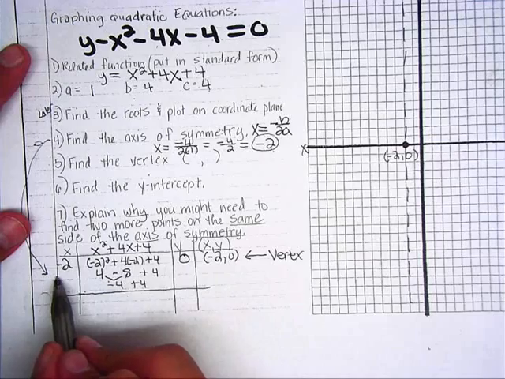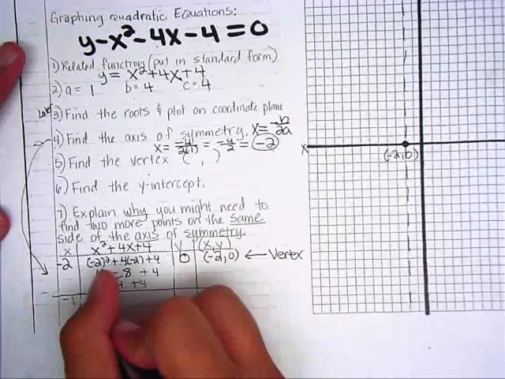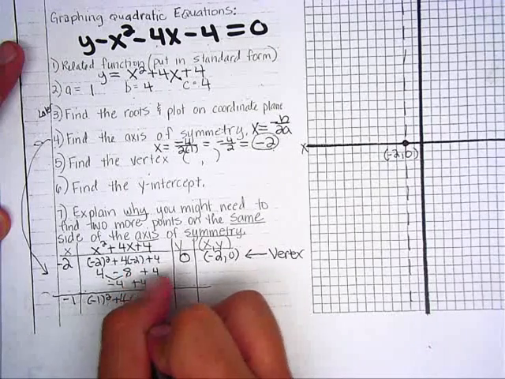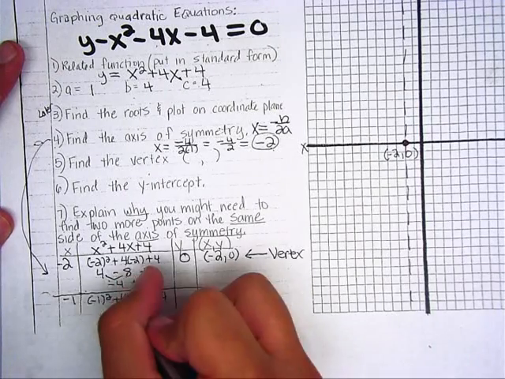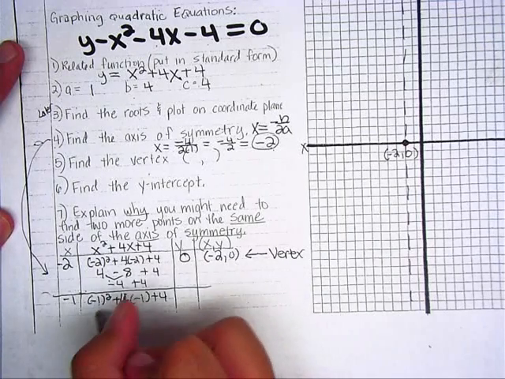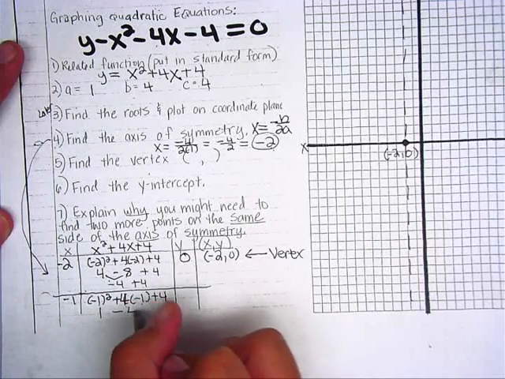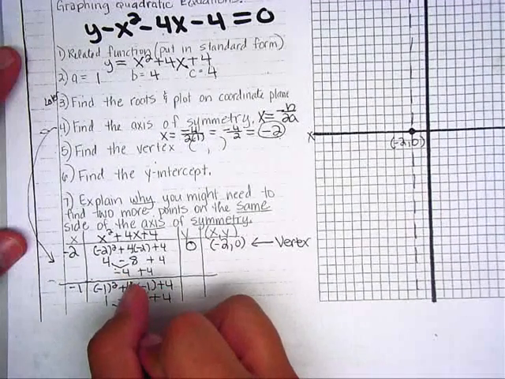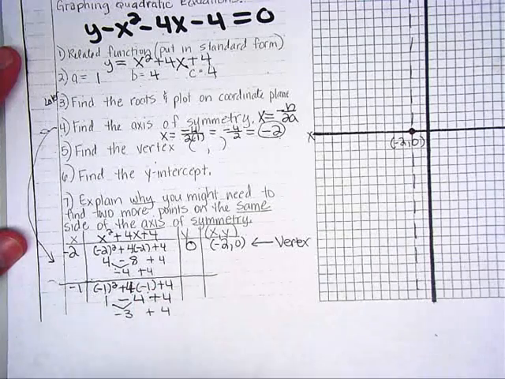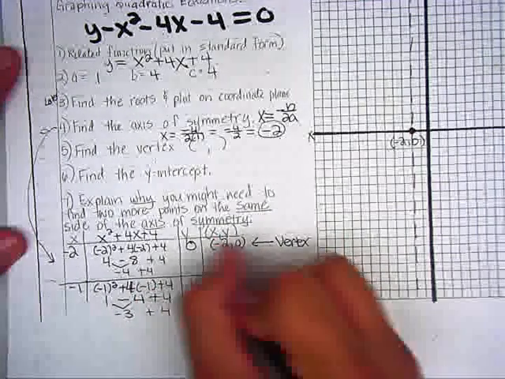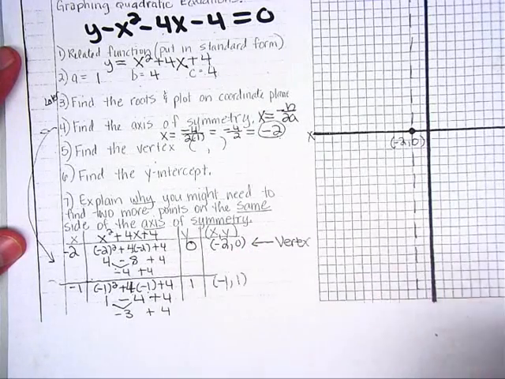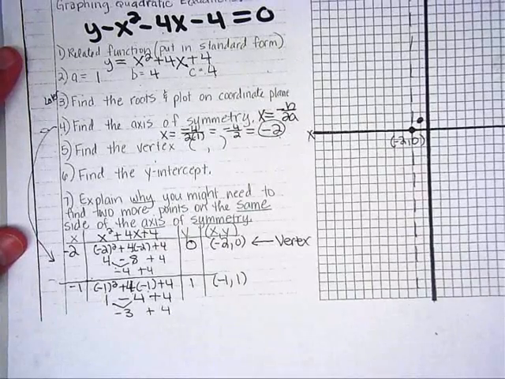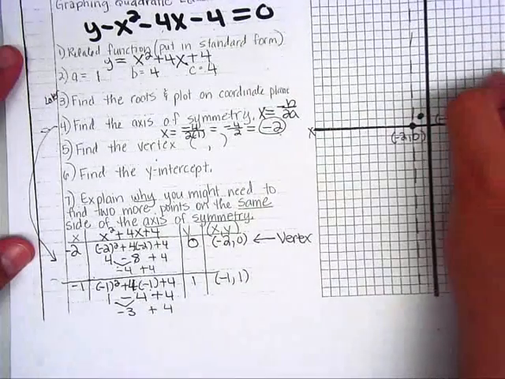So if I'm going to plug in negative 2, the next number I plug in is negative 1. So wherever I see an x, I plug in negative 1. Negative 1 squared is 1. 4 times negative 1 is negative 4 plus 4. 1 take away 4 is negative 3 plus 4. Negative 3 plus 4 is equal to 1. So my second point that I plot is negative 1, comma 1. Label your point.